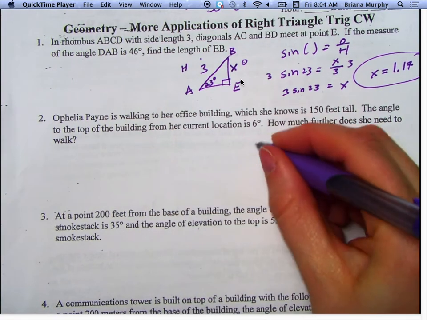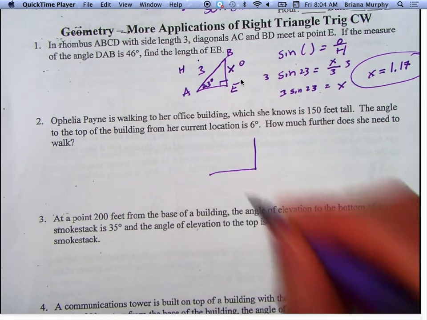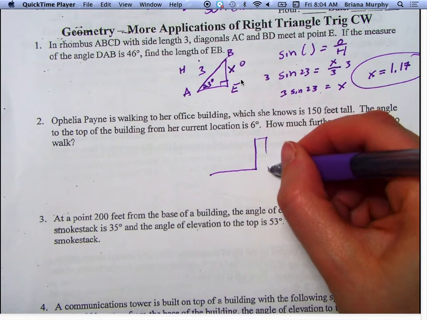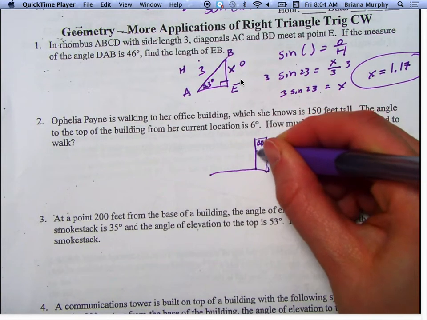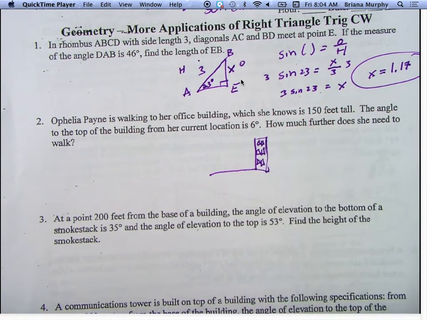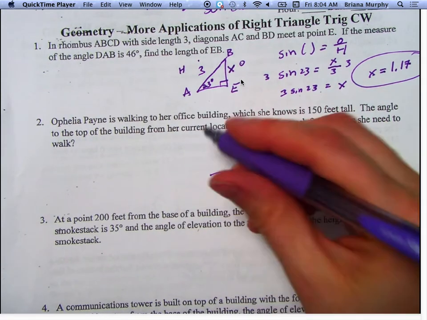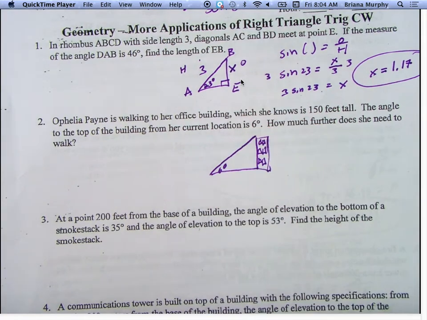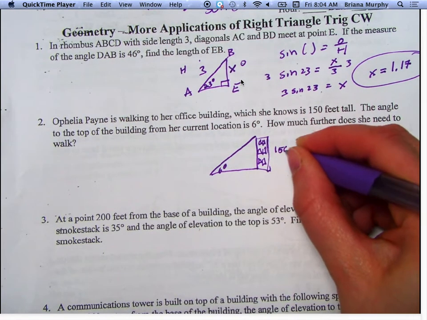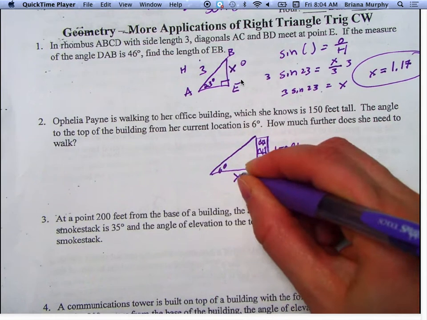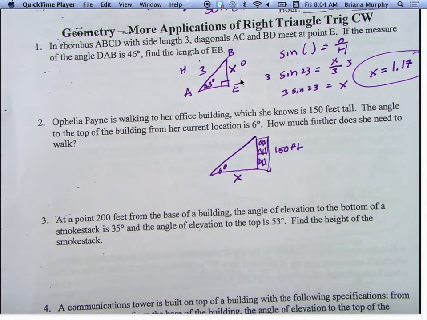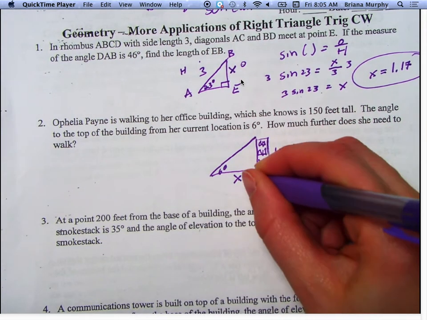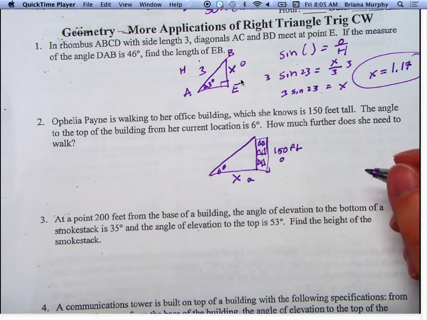Okay, we know an office building with the ground makes a 90-degree angle, right? So this is my office building right here, all right? From her current location to the top of the building is 6 degrees. We know the building is 150 feet tall. How much further does she have to walk? Okay, what are we going to label 150? Opposite, adjacent, or hypotenuse? What are we going to label X? Okay, so what are we going to use? Sine, cosine, or tangent?